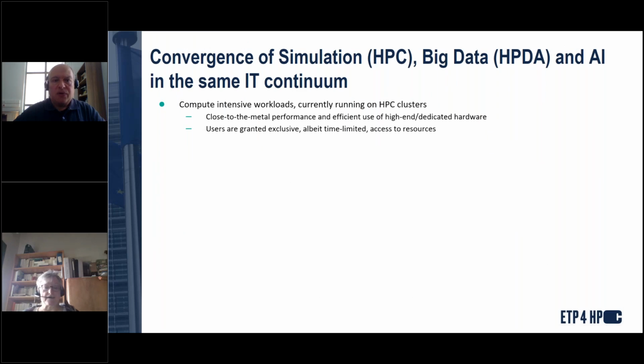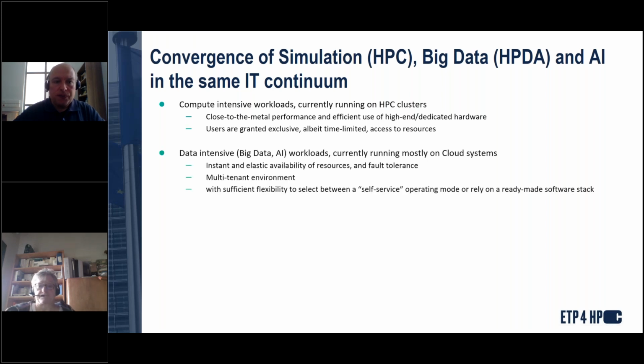So we do have compute-intensive workloads, which is the domain of classic HPC. So there, the primary concern is close to bare metal performance and very efficient use of expensive, high-end dedicated hardware. The usage model in this type of computation is that users are given time-based exclusive access to resources. But on the other hand, many of these users might also have needs around data processing or AI processing.